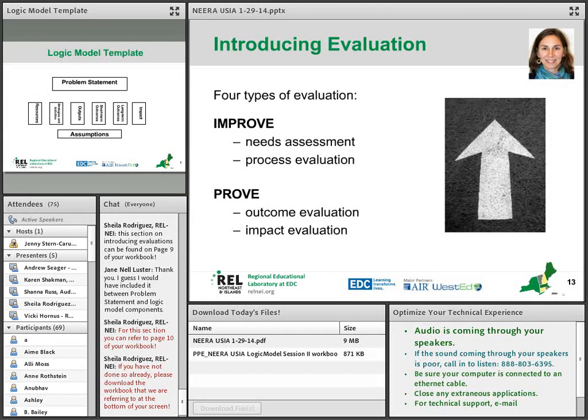Under the prove umbrella, we have outcome and impact evaluations. Outcome evaluations, again, focusing on the outcomes section of the logic model, generally look at what the results are for the program and its consequences, specifically for the people who are most directly affected by the program. So looking at the outcomes of the program for participants. You know, did they increase their knowledge? Did they change their attitudes? Did their behavior change? And so forth.